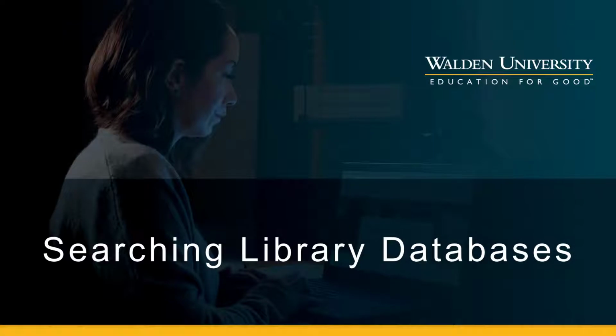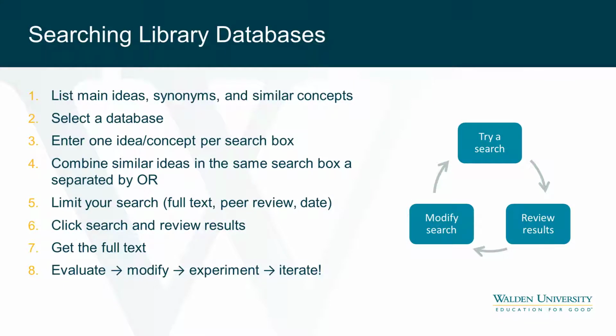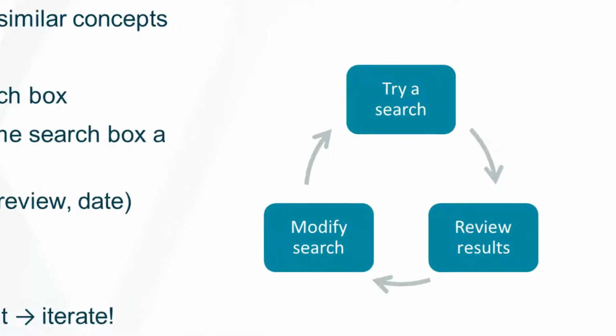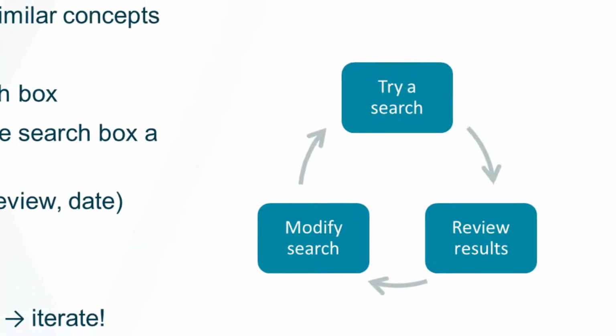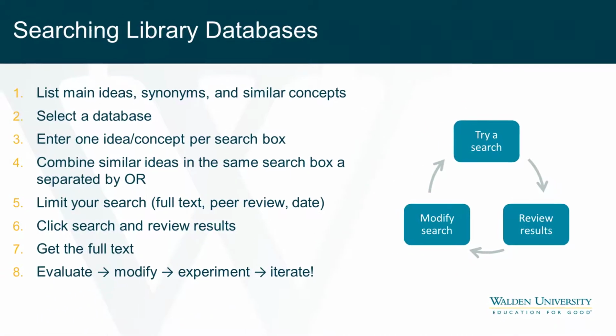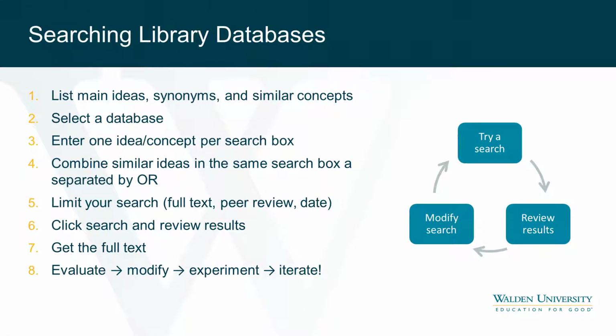Now that we've talked about where to search, let's talk about how to search. These 8 steps will guide you through a search from beginning to end. Searching databases is a process of trying a search, reviewing your results, modifying your search, then trying another search. Just like you need to revise a paper to get the best results, the same is true for searching databases. Your first search is typically not going to be your best, and the same is true for us librarians as well. So don't give up after your first search if you don't get perfect results.